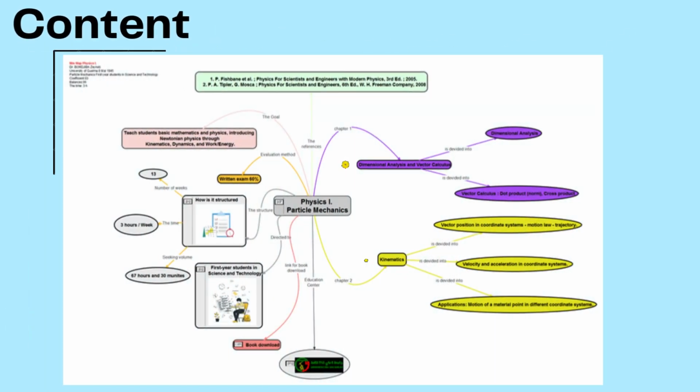To give you a clearer picture of what we'll be covering, let's break down the course into its main components. Our course is divided into two main chapters. Chapter 1, we will focus on dimensional analysis and vector calculus. These topics will help you understand physical quantities and handle vectors effectively. Chapter 2, we will explore kinematics, covering motion, velocity, and acceleration. This structure is designed to give you a solid foundation in both theoretical and practical aspects of particle mechanics.